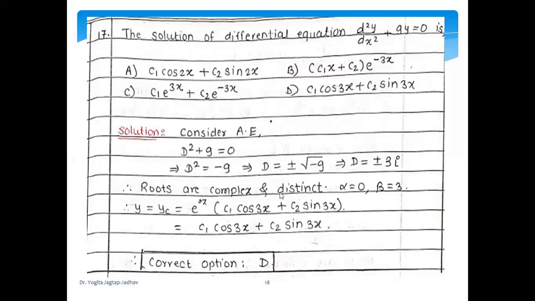These roots are complex and distinct with real part alpha equal to 0 and the imaginary part beta equals to 3. Therefore, by referring case number 3 for writing the complementary function when we are having complex and distinct roots, we can write down the complementary function y equal to yc is equal to e raised to 0x (c1 cos 3x plus c2 sin 3x). Here again, e raised to 0x is equal to 1, and that is why your correct option is D option, that is equal to c1 cos 3x plus c2 sin 3x.